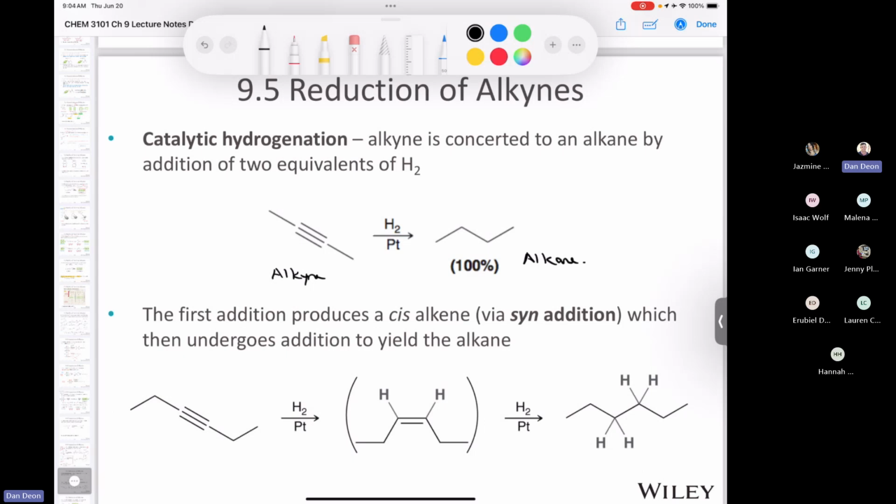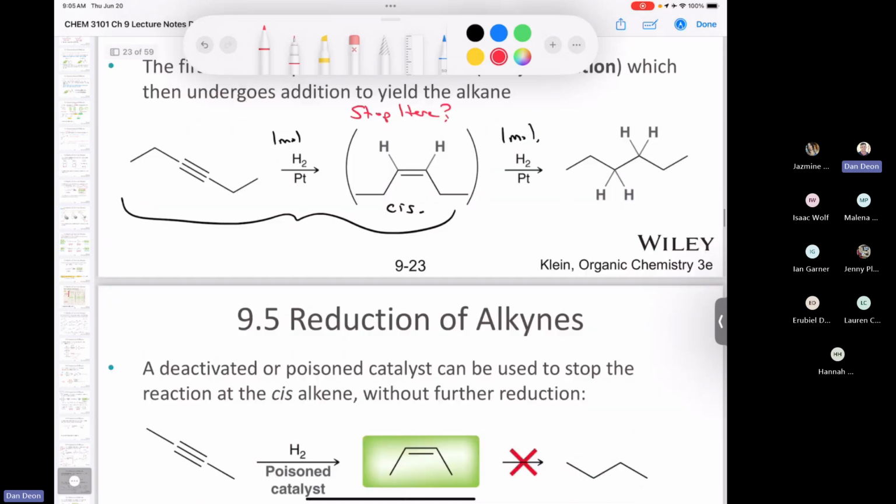Now, it turns out that the first addition, because you add 2 moles, for every 1 mole of this, you need 2 moles of hydrogen. Well, it turns out that the first mole, this is the first mole, this is the second mole here. The first mole actually does add via a syn addition to make a cis alkene, okay? So the next concept we're going to look at is, is there a way to stop here? Could we stop here so that we could just make a cis alkene? And the answer is yes, we can do that.